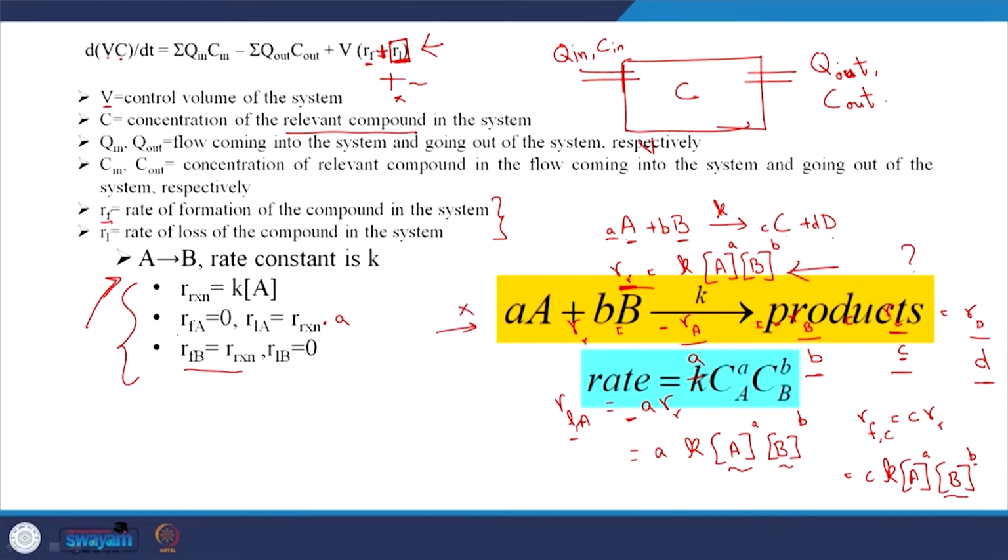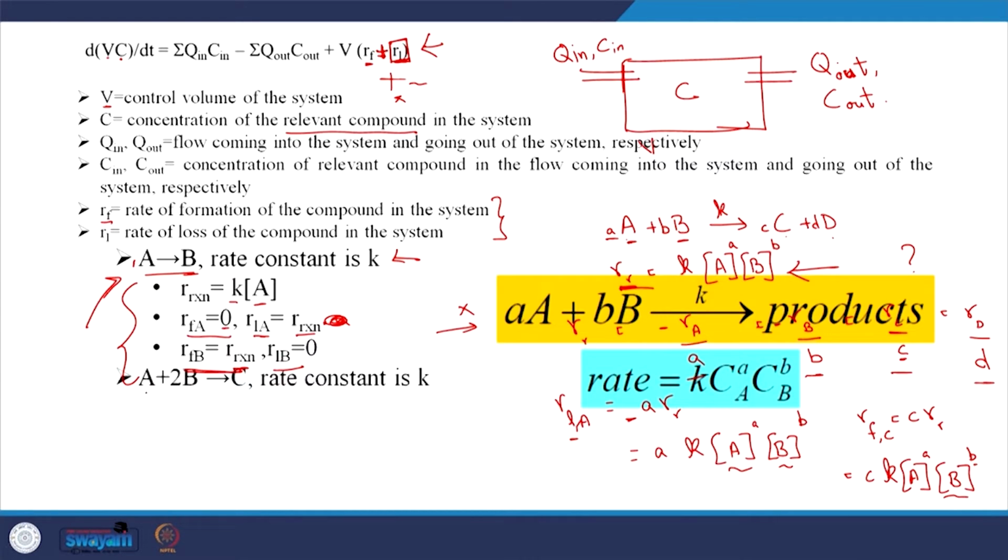So, the rate of the reaction for this reaction is K times concentration of A, and as we see, A is not being formed, that is why rate of formation of A is 0. Rate of loss of A is equal to the rate of reaction times the stoichiometric coefficient of A, which is 1, and rate of formation of B, as you see, is going to be equal to 1 times the rate of the reaction. Rate of loss of B is equal to 0 out here, right.